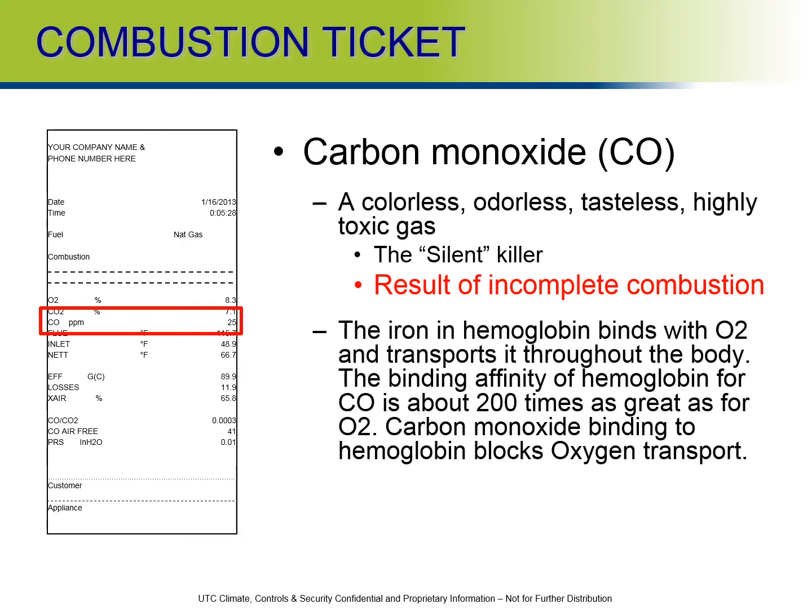Then just to give you an idea of how carbon monoxide affects the human body: the iron in hemoglobin binds with the oxygen molecules and transports them throughout the body. The binding affinity of hemoglobin for carbon monoxide is about 200 times as great as it is for oxygen. Carbon monoxide binding to hemoglobin blocks oxygen transport through a person's body. This is why carbon monoxide is so very dangerous when it encounters a person or any living being for that matter.